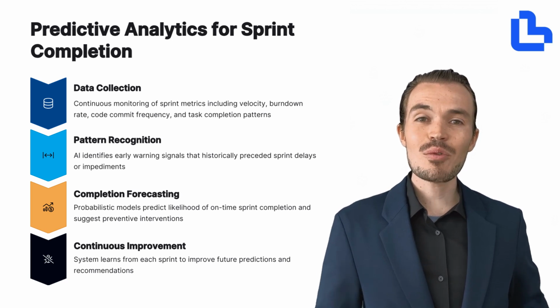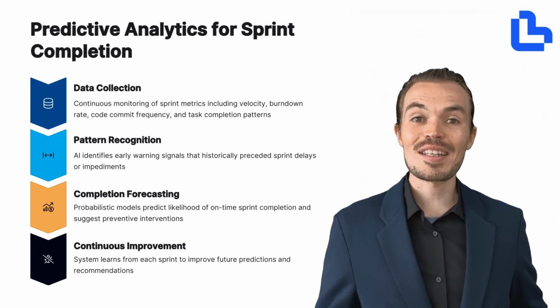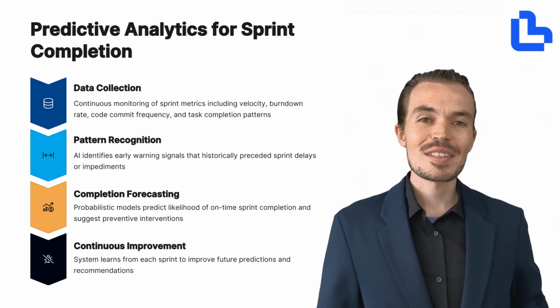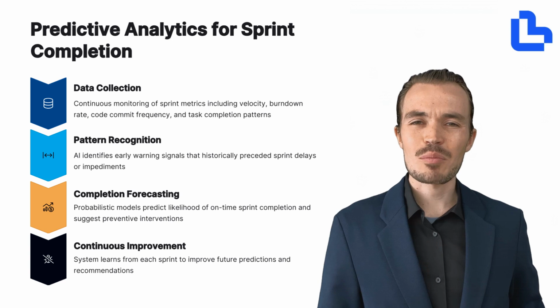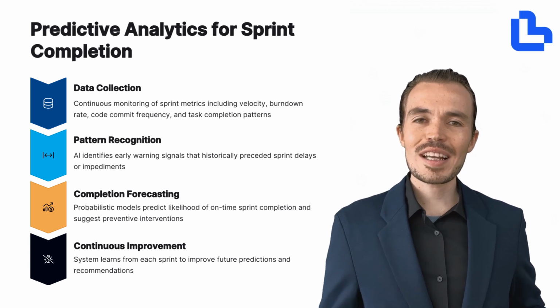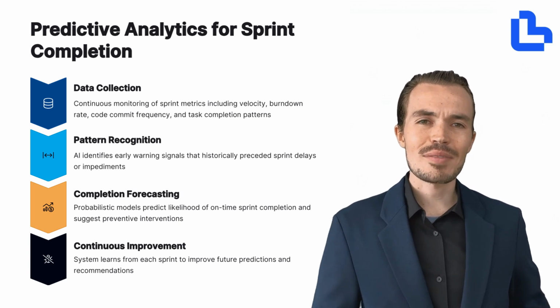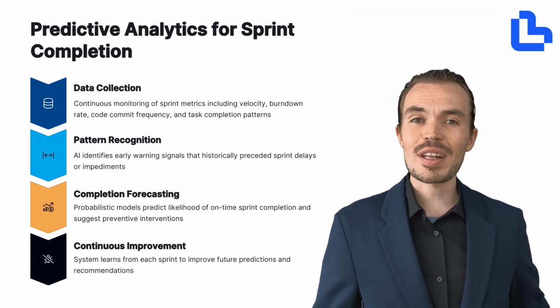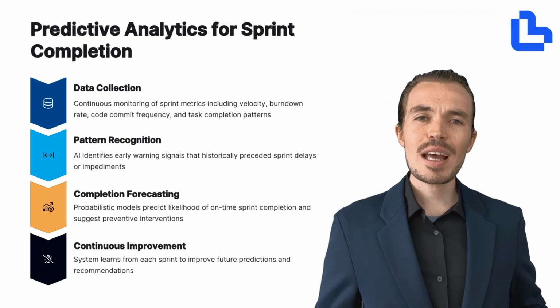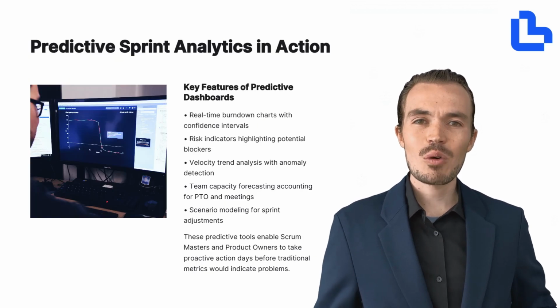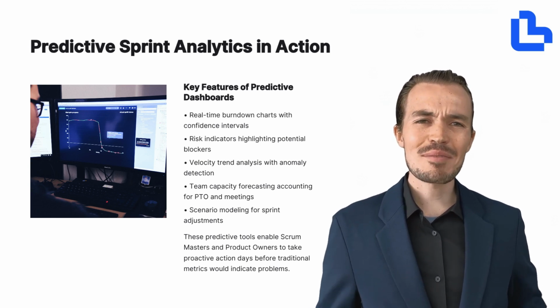The AI learns from every sprint. It refines its models based on what worked and what didn't, becoming more accurate and more valuable over time. With predictive analytics, Agile teams gain a powerful edge, one that helps them stay ahead of problems, deliver more reliably, and continuously improve their performance.